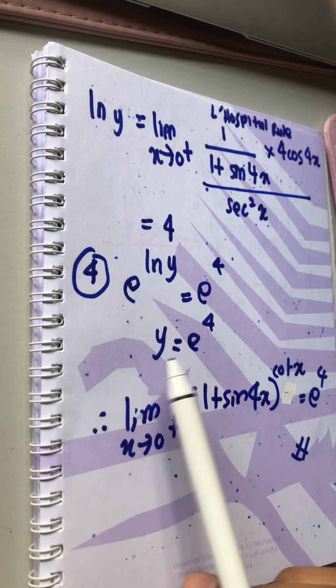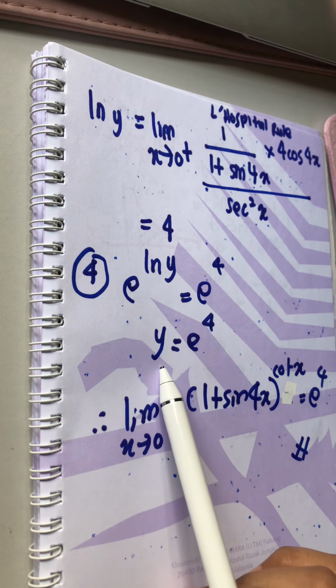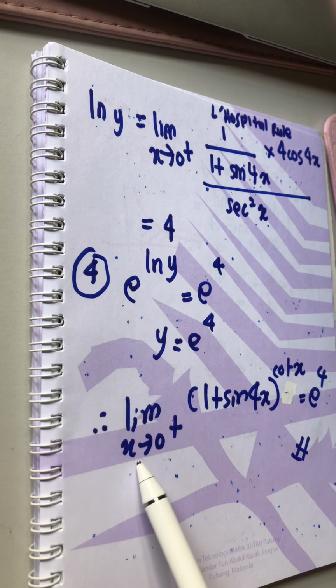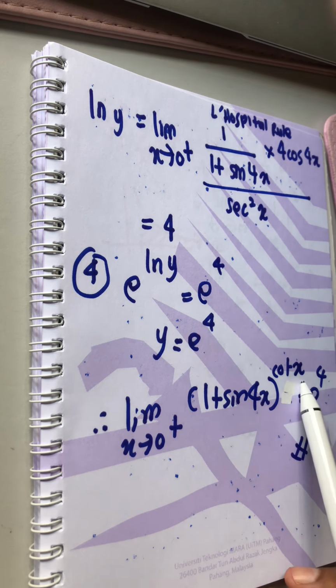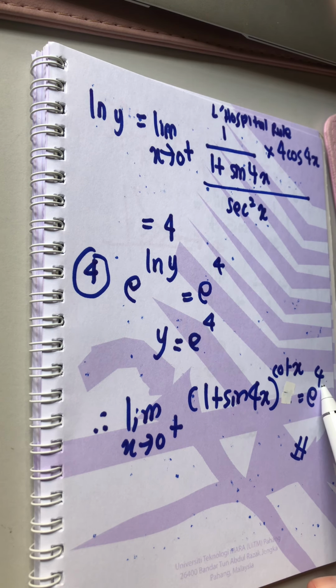The first step is you let y equal something. So the limit as x approaches 0 positive of (1 plus sine 4x) to the power of cotangent x is equal to e to the power of 4.